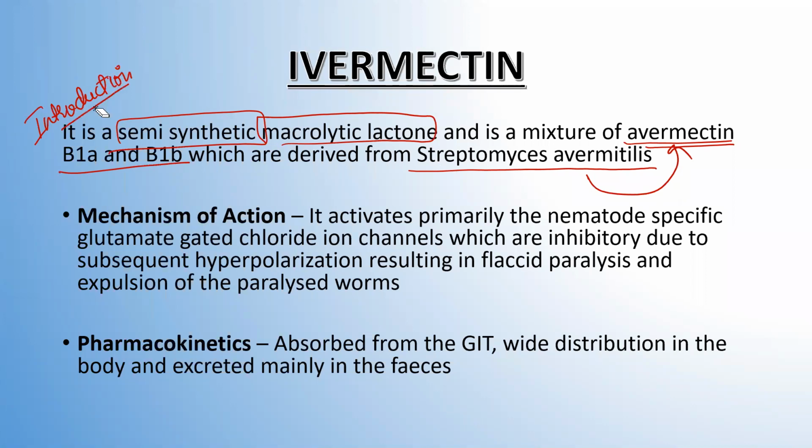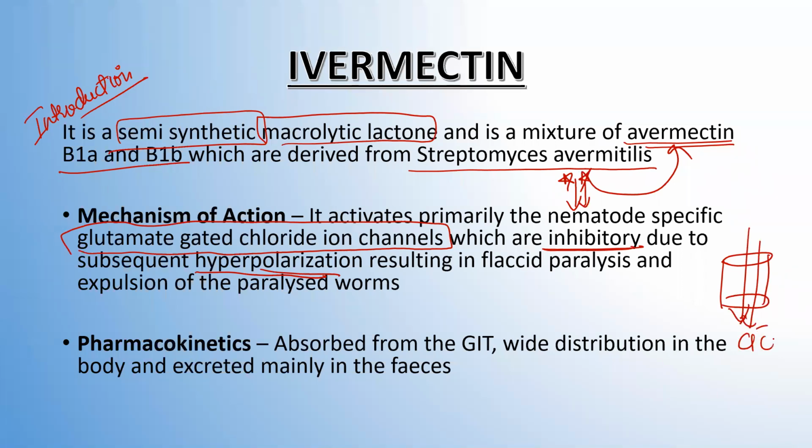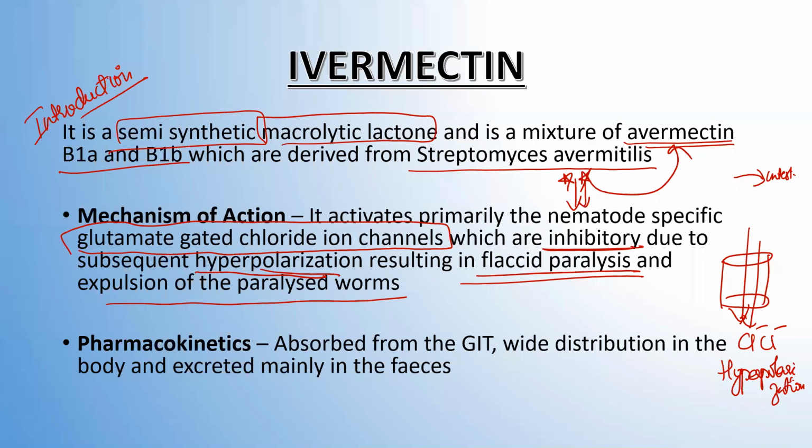Now moving on to the mechanism of action. What it does basically is it attacks primarily the glutamate gated chloride ion channels in the nematodes, because it acts very characteristically against the nematodes. When these channels are activated, they cause inhibition due to subsequent hyperpolarization. So when they are opened, chloride drives in, and the cell gets hyperpolarized. And when hyperpolarization occurs, there will be flaccid paralysis, and then expulsion of the paralyzed worms, because the worms are not able to attach themselves to the intestinal wall, and when they can't attach themselves, they'll be flushed out of the body. Right? It's quite a simple mechanism of action.